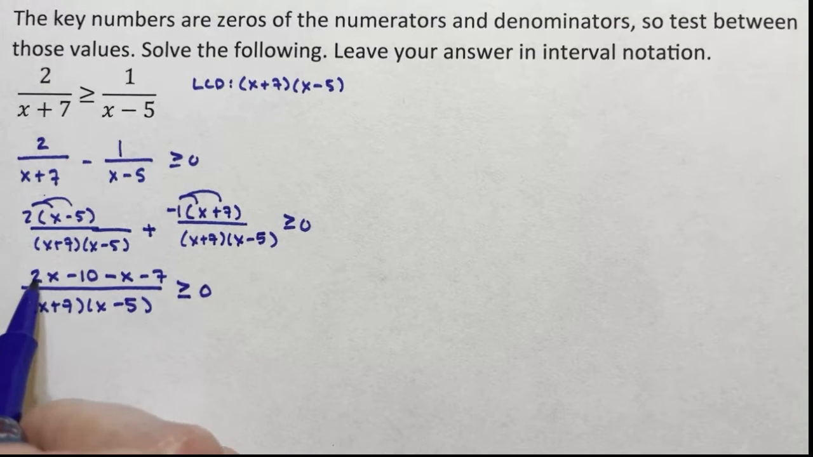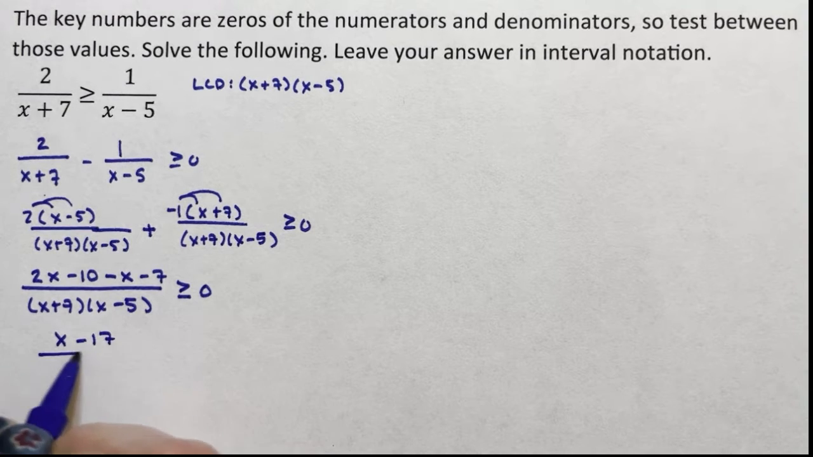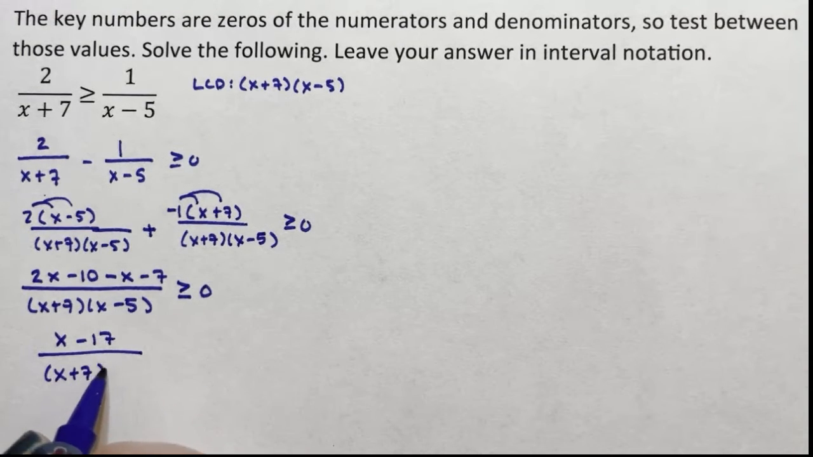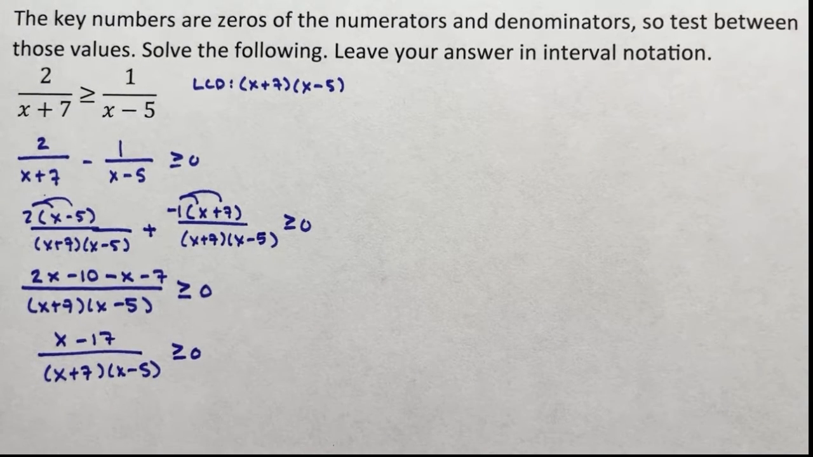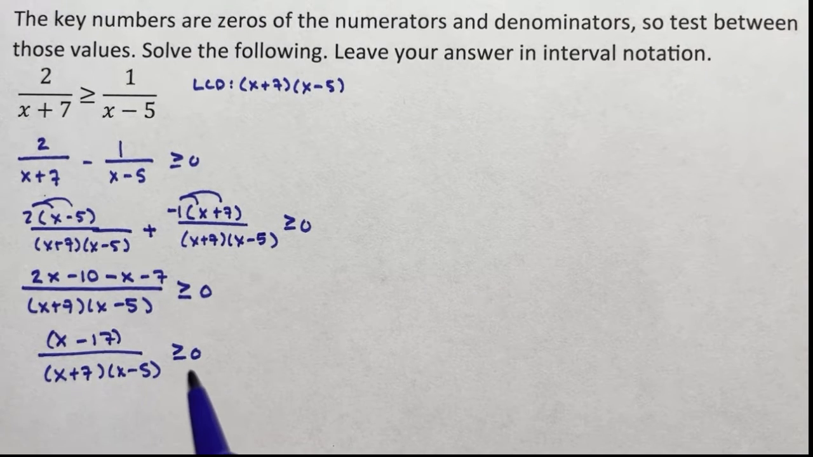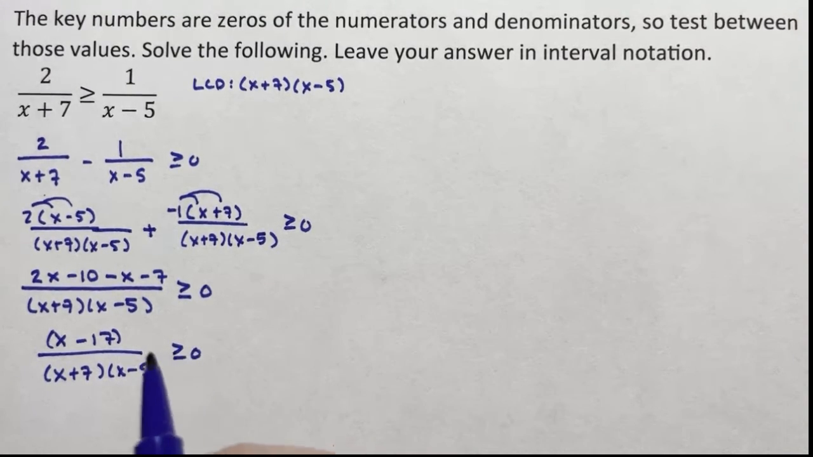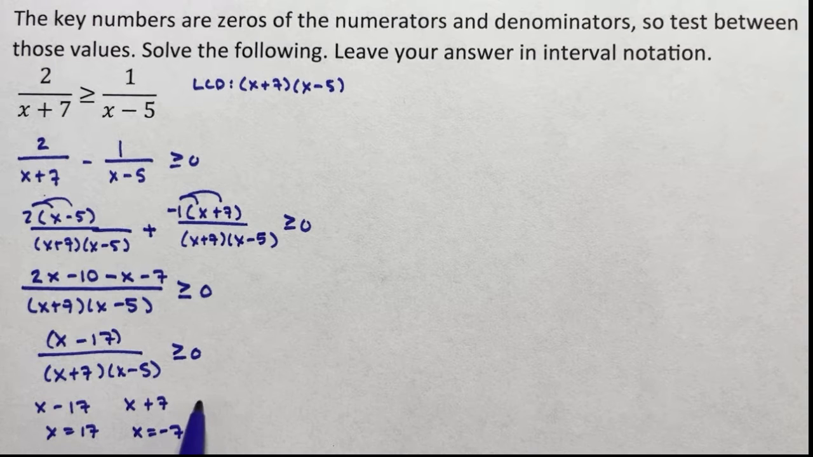When I combine my like terms, 2x minus x is x, -10 minus 7 is minus 17, and believe it or not, we are done. There's no reducing. Every variable has its own parenthesis, and there are no exponents, so we are done. We need to collect our zeros. The x minus 17 is 0 when x is 17. The x plus 7 is 0 when x is -7. And the x minus 5 is 0 when x is 5.